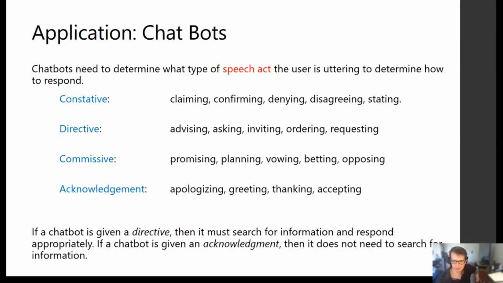When people talk to others, they give statements, they ask questions, they promise things, or they just acknowledge things. And depending on the type of statement you're making, the type of speech act, whether you're asking a question, apologizing, greeting someone or making a claim, chatbots need to respond differently. So chatbots not only need to understand words and meanings, they need to understand the purpose of your speech. Even higher level, they need to know why you're saying what you're saying.